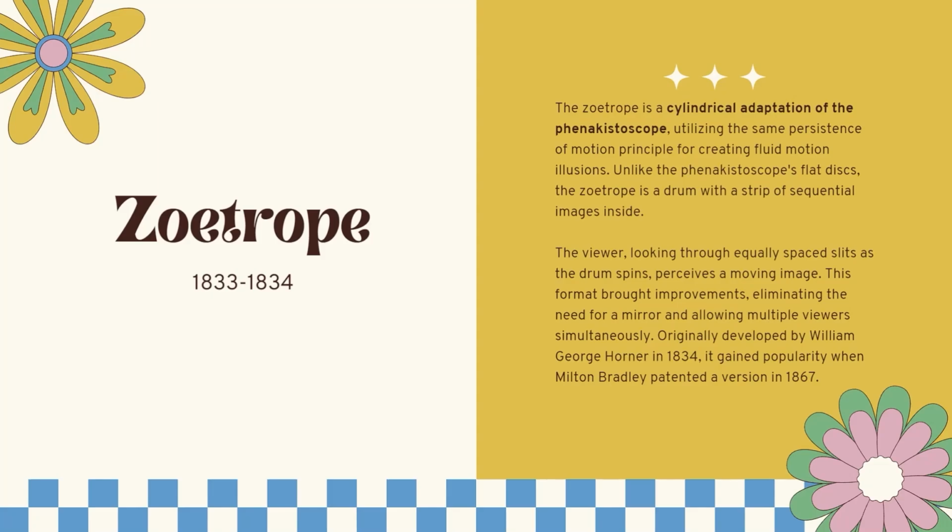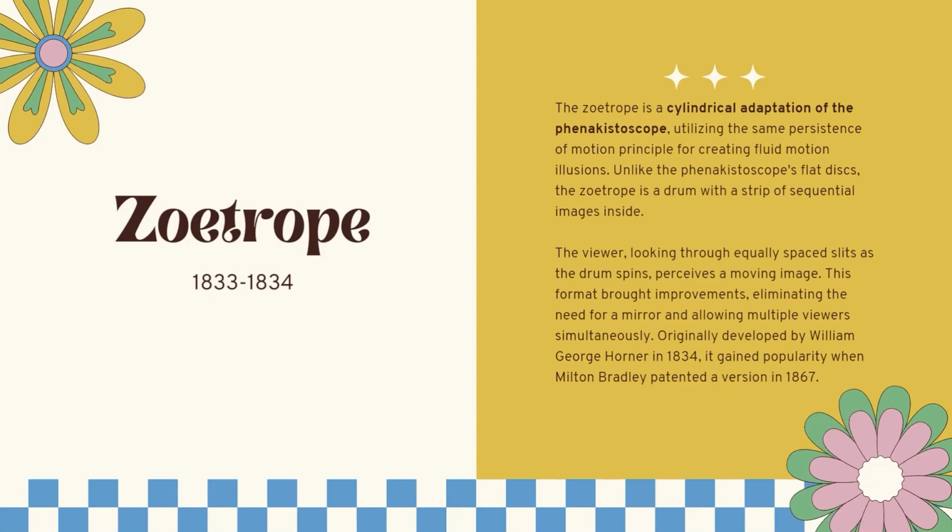With this change in format, there were a number of improvements. First off, whereas you needed a mirror in order for a phenakistoscope to work, the zoetrope did away with this, making it more accessible. Being in a cylinder also meant that more than one person at a time could view it. Also, the strips inside the drum were easily interchangeable, making it so that the zoetrope can be used to house or project multiple forms of animation.